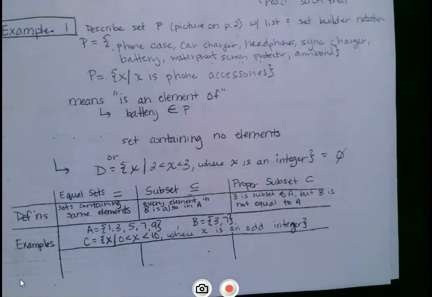So do you understand the difference between list notation and set builder notation? List notation is every single thing. Yep. And set builder is like a broad statement.